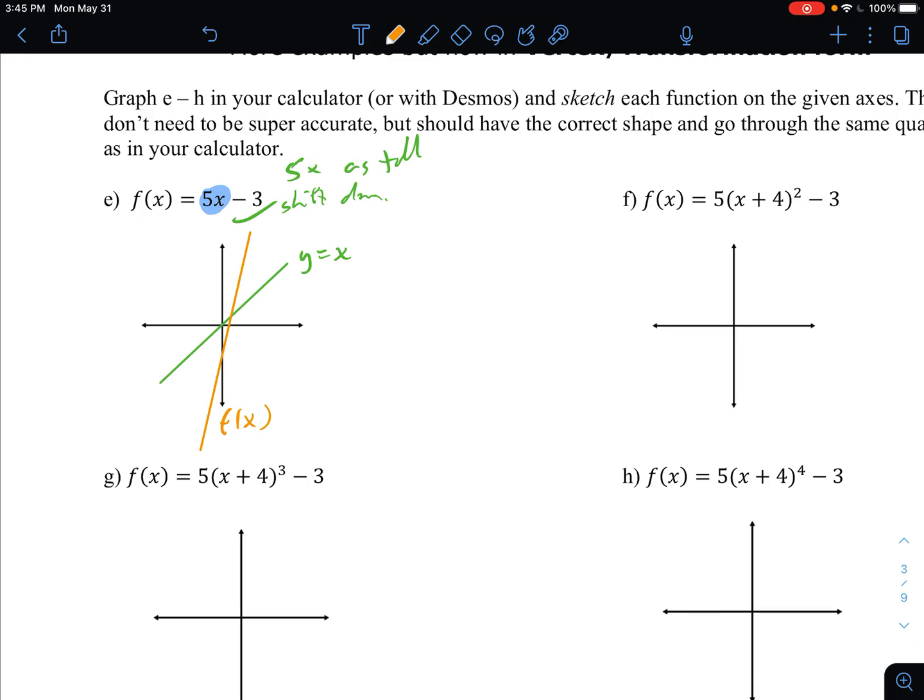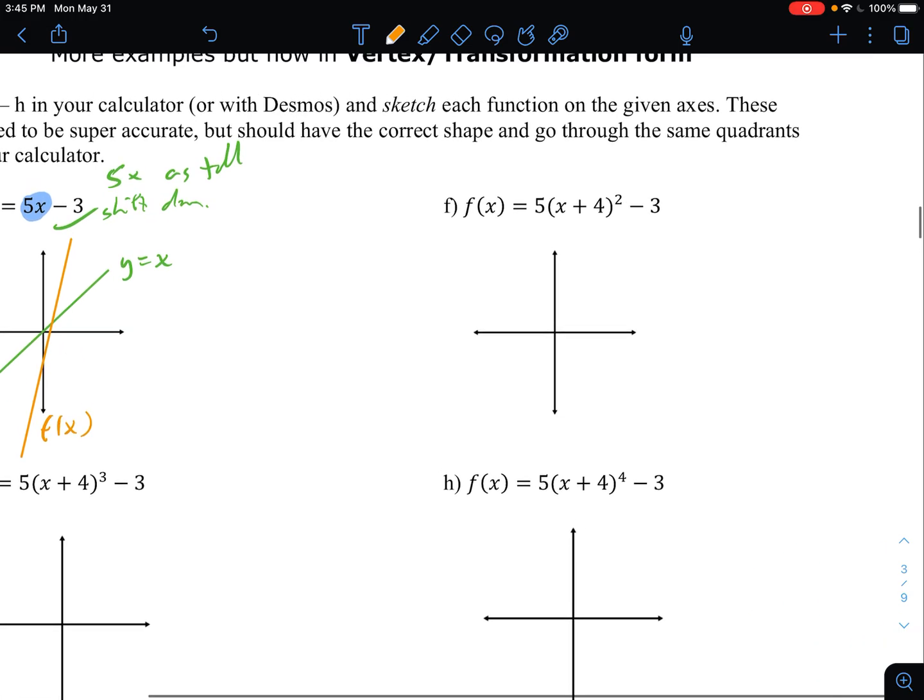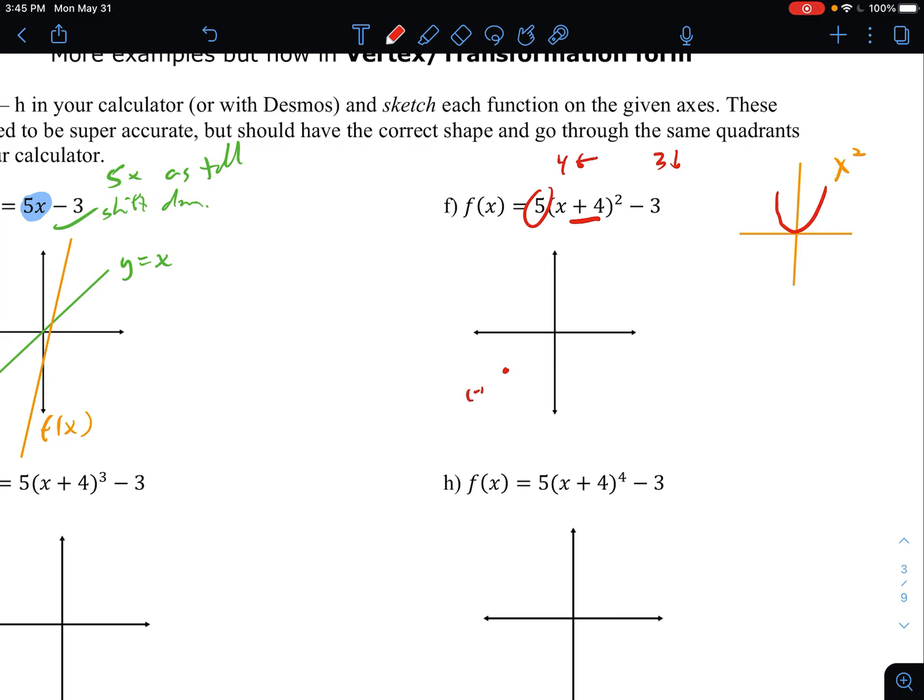For all of these, if you know what the basic power function inside looks like, you can graph these by transformations. So for this one, we want to compare it to normal x squared, which I'll draw over here. Normal x squared looks something like so. It's going to be 5 times as tall, shifted 4 units to the left, shifted 3 units down. So the vertex would be at -4, -3, and it would be 5 times as steep as our normal parabola.